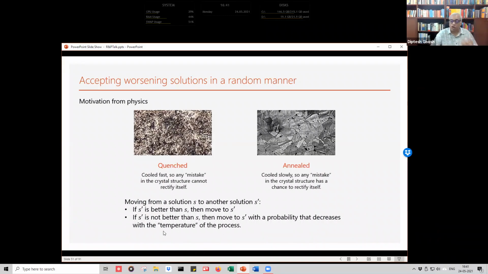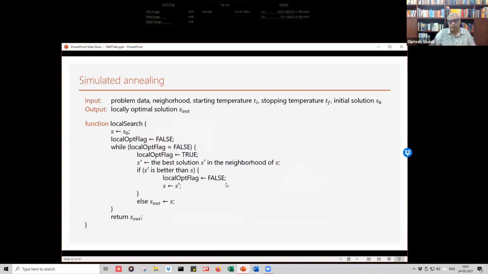If it is not better than the current solution, then we'll move with a probability that decreases with the temperature of the process, which means that you are not going to get to a worse solution as you go further and further into the algorithm. Okay, so therefore, you are going to talk about a process.